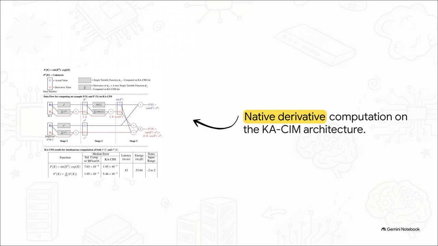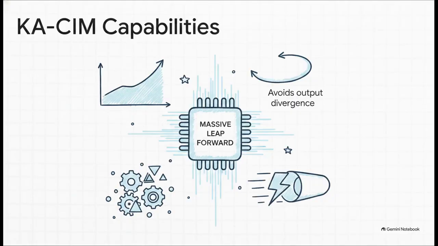And this brings us to a completely unique feature of this chip. Because of exactly how it computes functions using those simple memory arrays, K-SIM can natively calculate complex mathematical derivatives on the fly simultaneously with the main function output. Prior hardware accelerators just couldn't handle this efficiently, but K-SIM processes both the function and its derivative in just 43 nanoseconds. So let's summarize this remarkable piece of engineering.